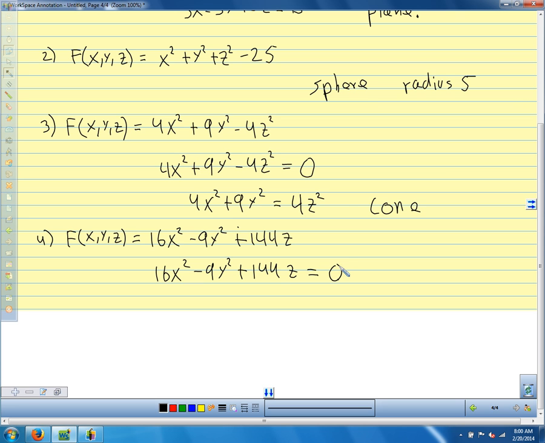So what is that one going to be? Max says one of those paraboloid things. So in the yz plane, if we take this over to the other side, we have a 9y squared and 144z. What is that? Parabola. In the xz plane, 16x squared and 144z, another parabola. But then parallel to the xy plane, if z is constant, we have 16x squared minus 9y squared, which is hyperbolas. So we have parabolas and hyperbolas. So this is a hyperbolic paraboloid.